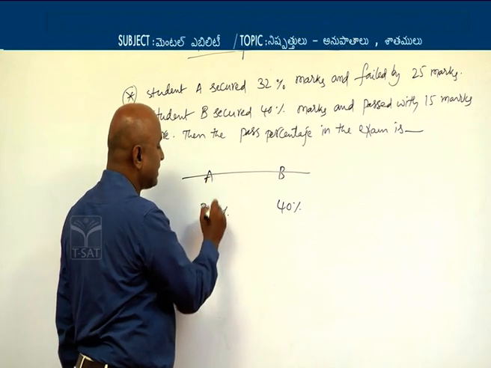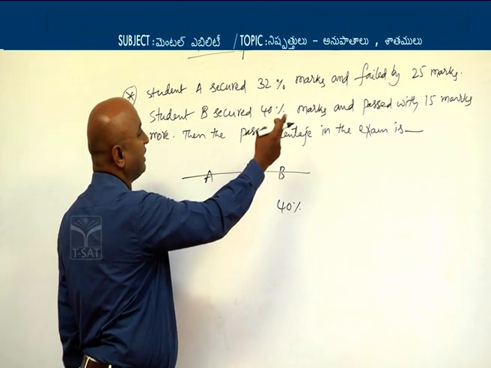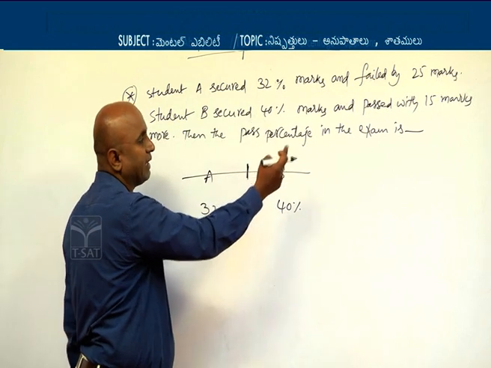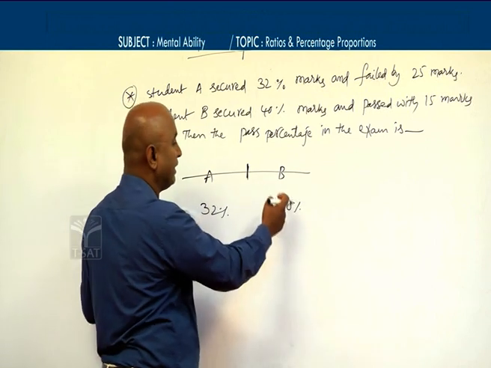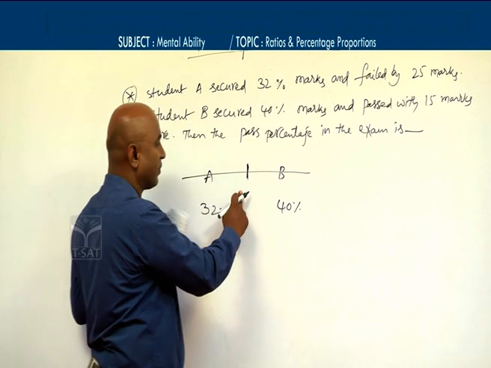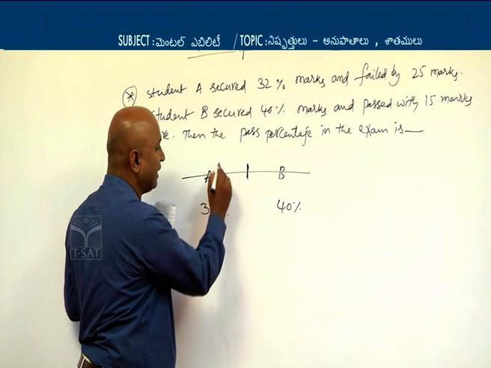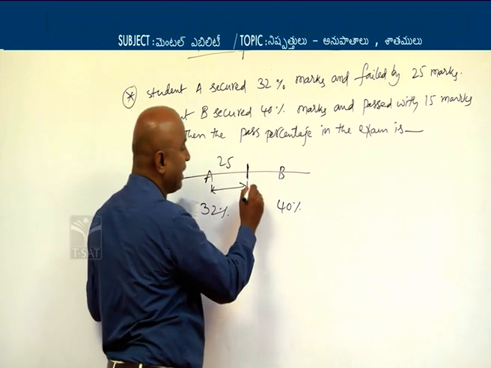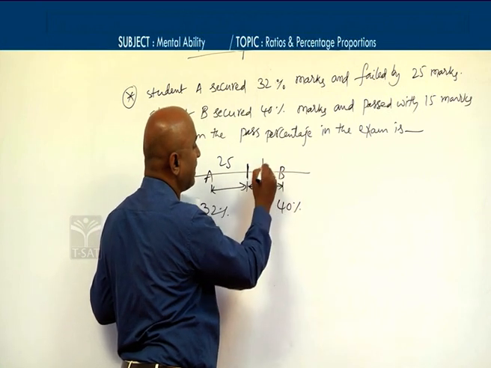అంటే పర్సంటేజ్ మస్ట్ బి మోర్ దాన్ 32%. బి అనే వ్యక్తి 40% మార్కులు తెచ్చుకున్నాడు, కాకపోతే ఆయనకి పాస్ మార్కుల కన్నా కూడా 15 మార్క్స్ ఎక్కువ వచ్చాయి. అంటే పాస్ పర్సంటేజ్ అనేది బీకి 40% కంటే కూడా తక్కువ ఉంటుంది. సో ఏ ఏమో 32% మార్కులతోటి 25 మార్కులు తక్కువ రావడం వల్ల ఫెయిల్ అయినాడు. బి ఏమో 40% మార్కులు సంపాదించి పాస్ మార్కుల కన్నా కూడా 15 మార్కులు ఎక్కువ తెచ్చుకున్నాడు.